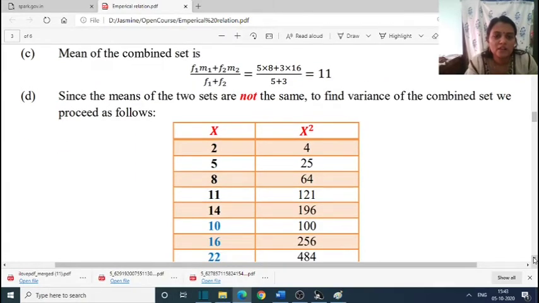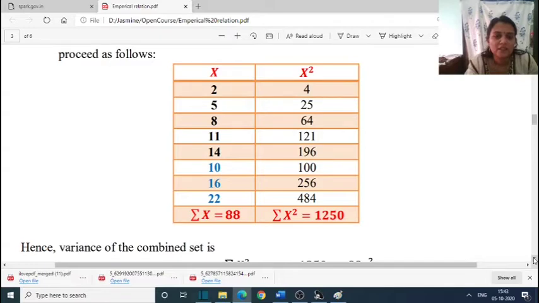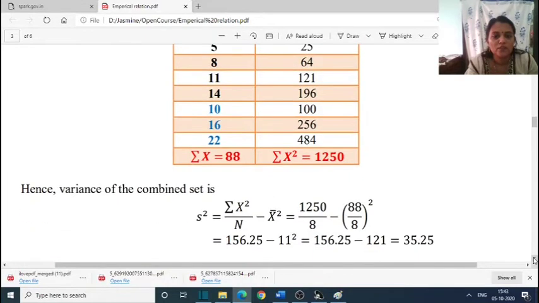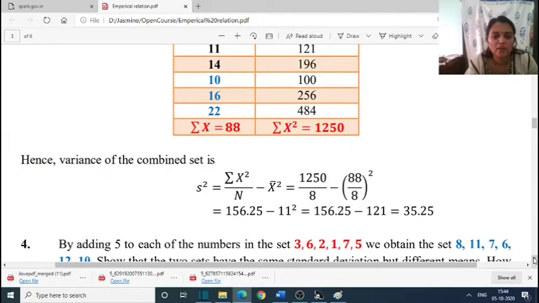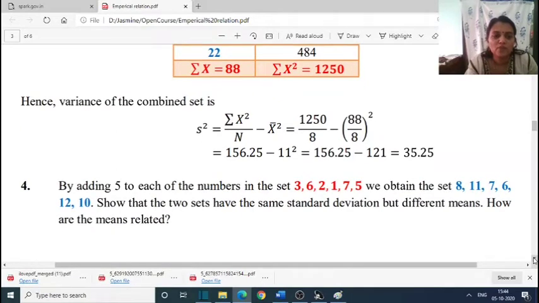So here the means are not the same. So for the variance of the combined set, we have to find sigma x, which is 88, and sigma x square we have to find from the old table. Sigma x is equal to 88, sigma x square is equal to 1250. So sigma x square by n is 1250 by 8, minus x bar square, (88 by 8) all square, which is equal to 11 square. 156.25 minus 11 square, which is equal to 156.25 minus 121, which is equal to 35.25.